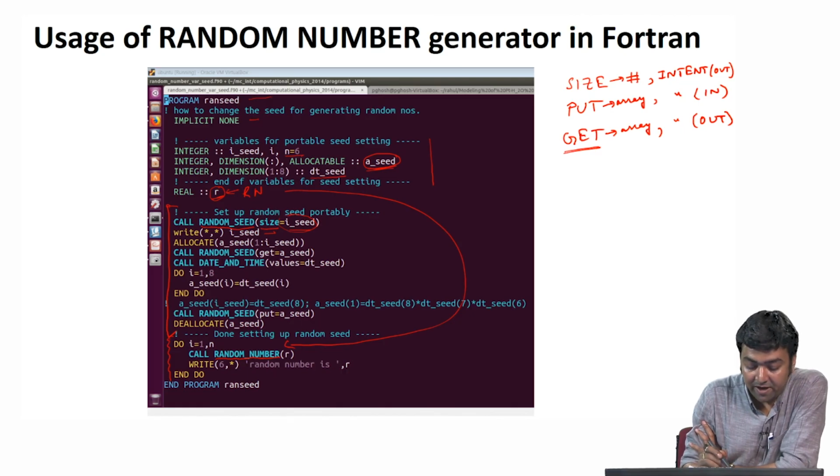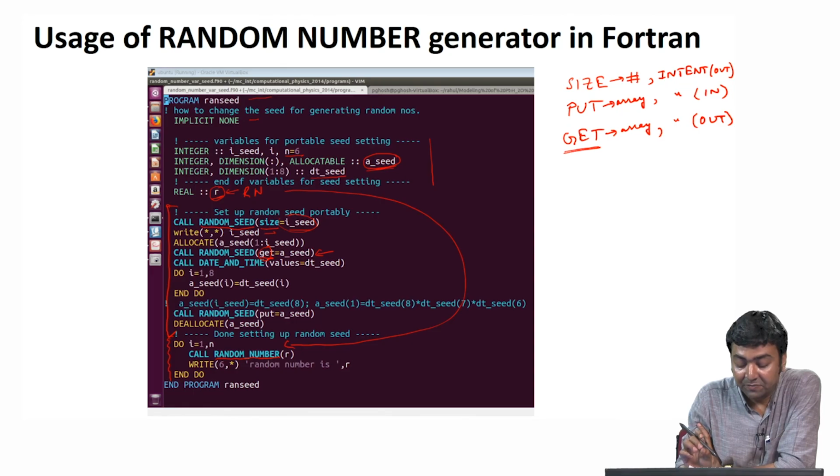Once I have done this allocation, I again call my random_seed and inquire what the present array of numbers is, which gives me the present seed that I get from the get argument here, which I store in that array a_seed. So, this array now has i_seed integer numbers.